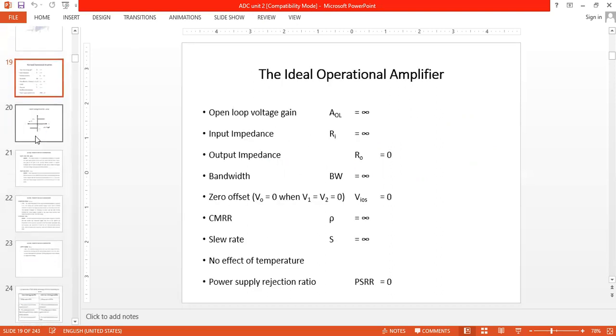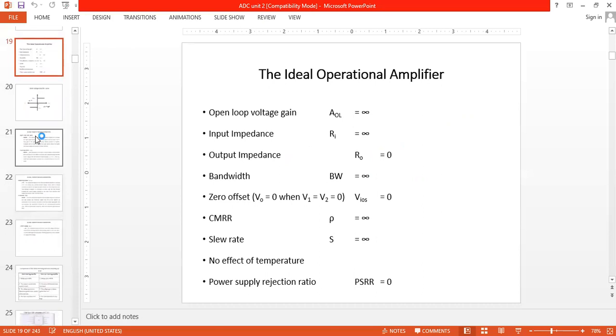That is, if the operational amplifier is an ideal amplifier, it means open loop gain will be infinity, input impedance infinity, output impedance zero, bandwidth infinity, offset zero, CMRR value infinity, slew rate infinity, and the power supply rejection ratio will be zero. So there is no effect of temperature. This is the ideal condition, but practically it is not possible.